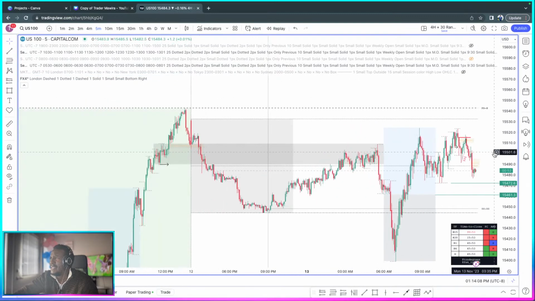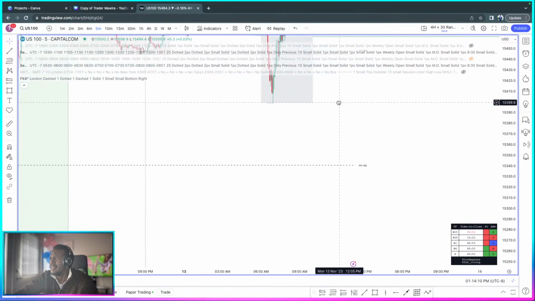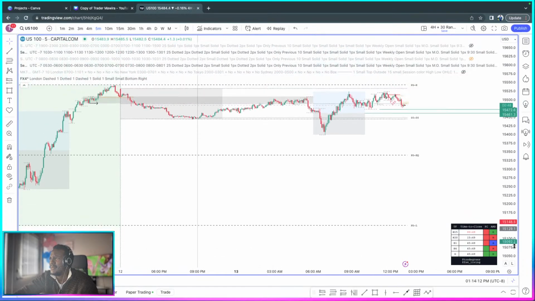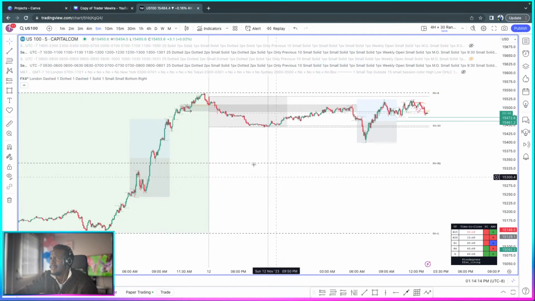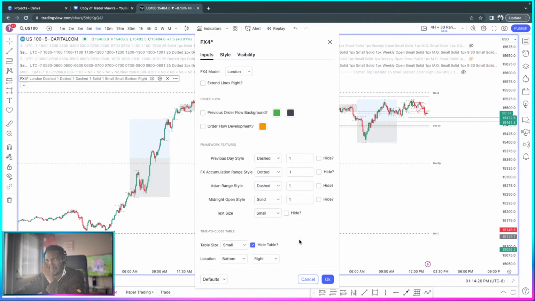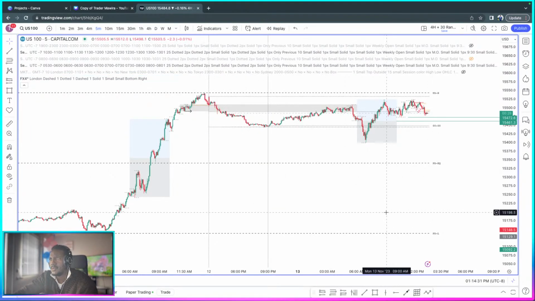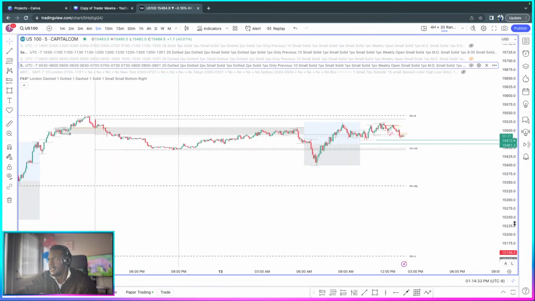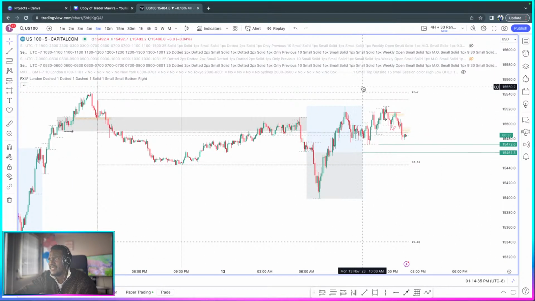So it didn't get to the previous day high. Where's the previous day? Previous day EQ is all the way over here. What is all this? It's too much. Order flow. How do you hide the table? Okay, the rest can stay. So the previous day high is just right there.